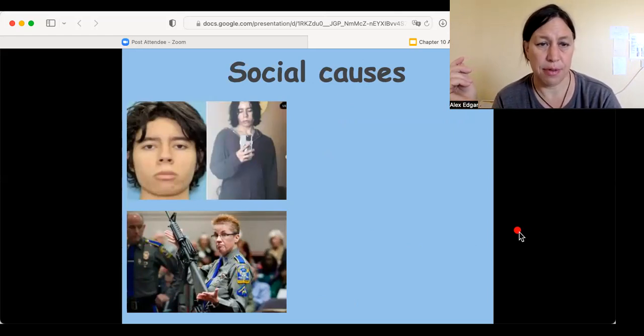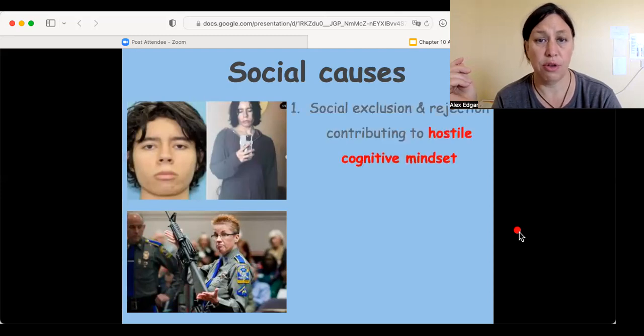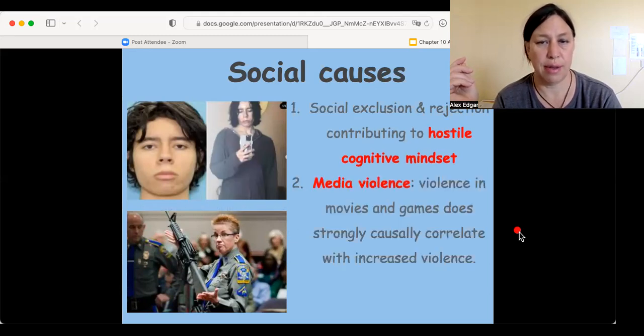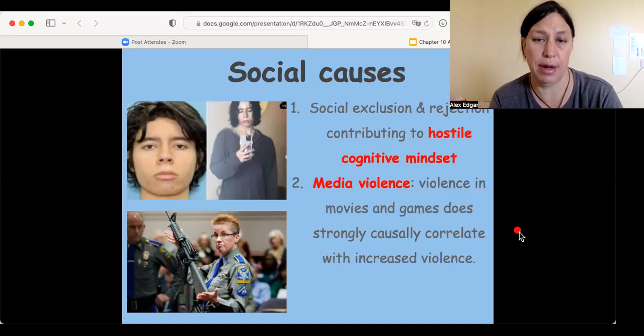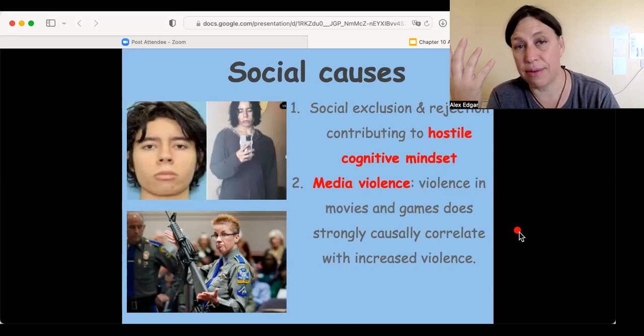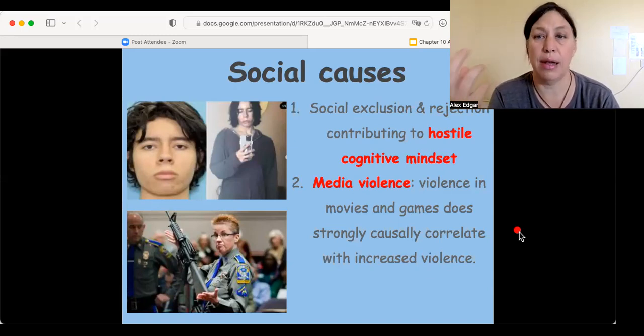Okay. So let's look at some of the social causes of aggression. Social exclusion and rejection contribute to a hostile cognitive mindset. A lot of that in South Africa. Media violence. Violence in movies and games strongly correlates with increased violence around the world. In South Africa, this effect is overshadowed by the effects of familial and community violence and alienation. Okay, but it's not zero.